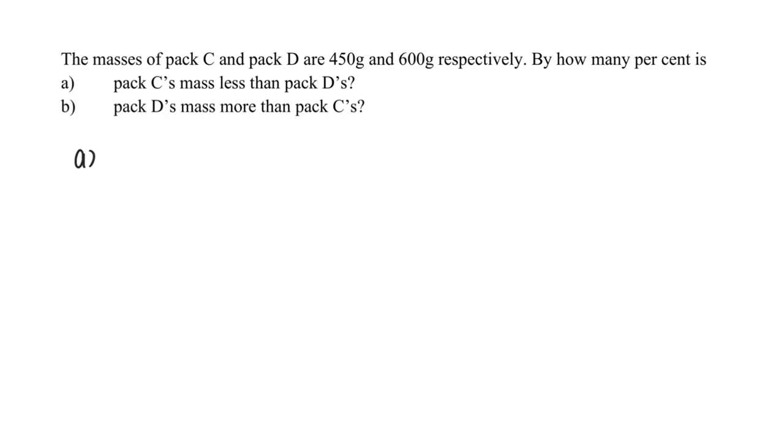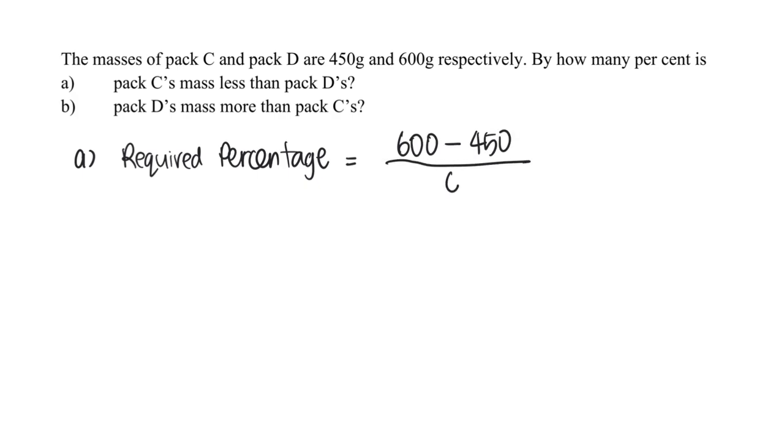Okay, so the required percentage will then be 600 minus away the 450 gram. Originally, since we are comparing with pack D, we are going to divide by pack D mass. And this will give me 25% less.